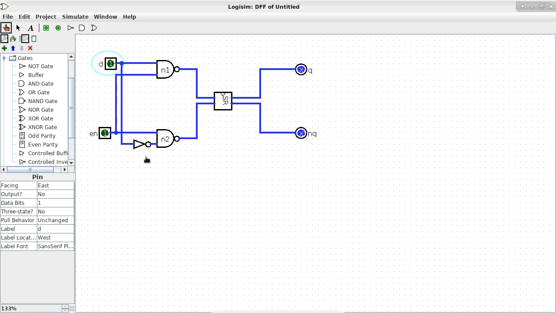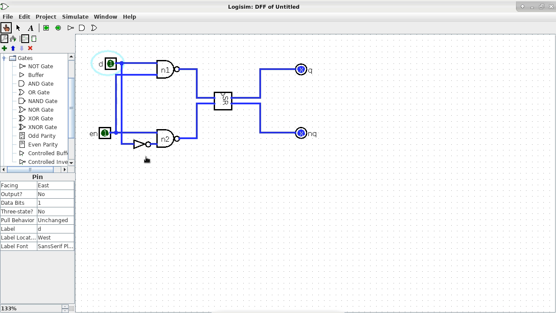So to summarize, okay, when the EN pin is a 1, the state of the D pin as an input pin is going to be mirrored by the Q pin of the SR latch. But when the EN pin is a 0, then it will just remember whatever the SR latch is, and the data pin is not going to change a single thing.